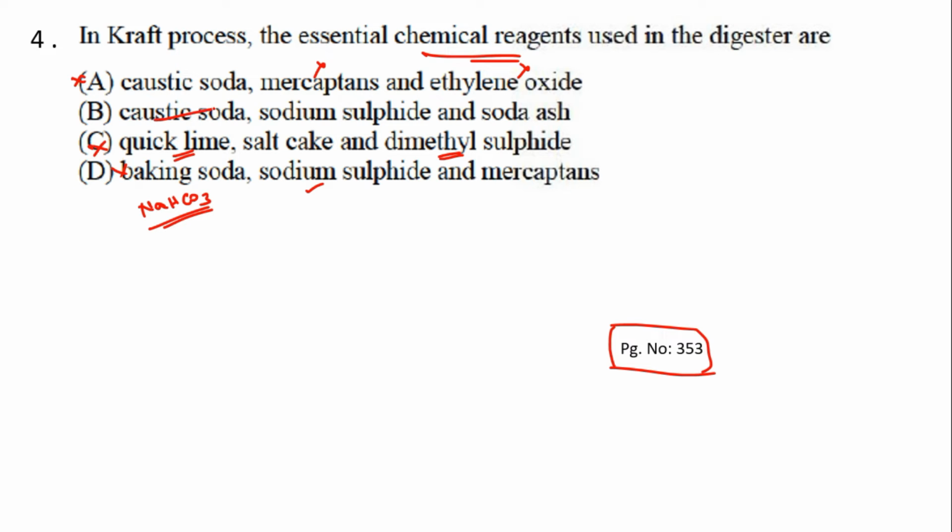But here caustic soda, sodium sulfide and soda ash. Soda ash is nothing but sodium carbonate, and caustic soda is nothing but NaOH. Sodium sulfide is Na2S. So these chemicals are essential chemical reagents used in the digester in the Kraft process. So option B is correct.